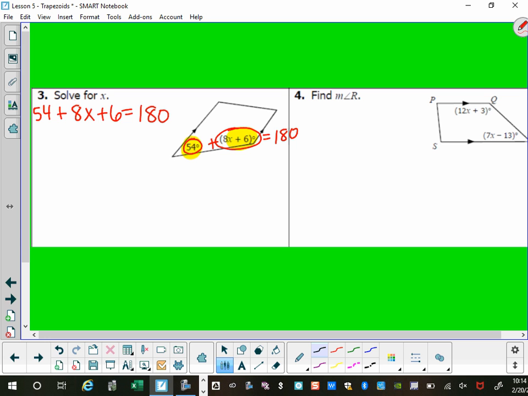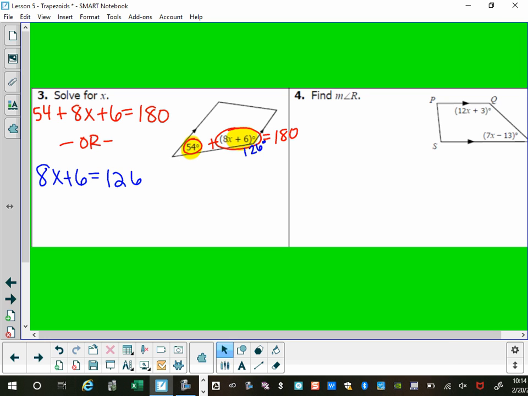Or, what else you could do is say, this is 54, I know this is going to be 126, because same side equals 180. So I did 180 minus 54. So you could also put into Desmos, 8x plus 6 is equal to 126. Either one of those options will work. What do you get for x? Okay, 15. Someone double check, Lulu, make sure our answer is 15. We get the same thing, Izzy? Yeah. Michael?